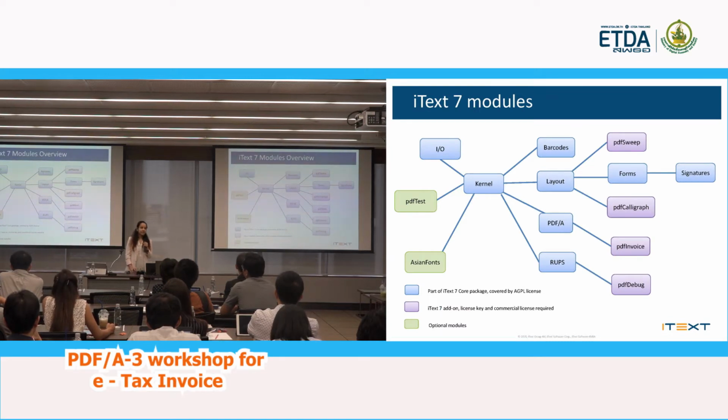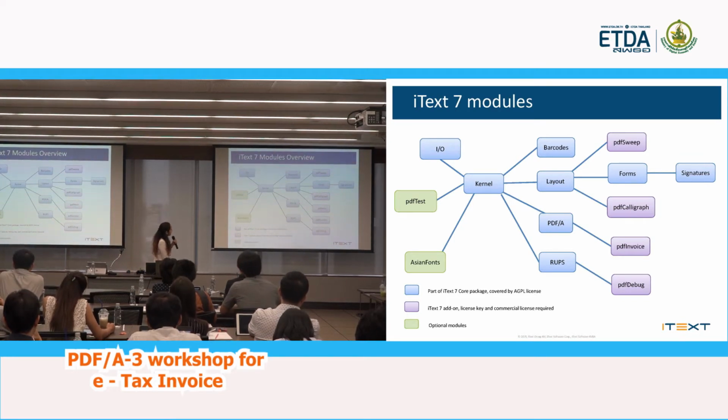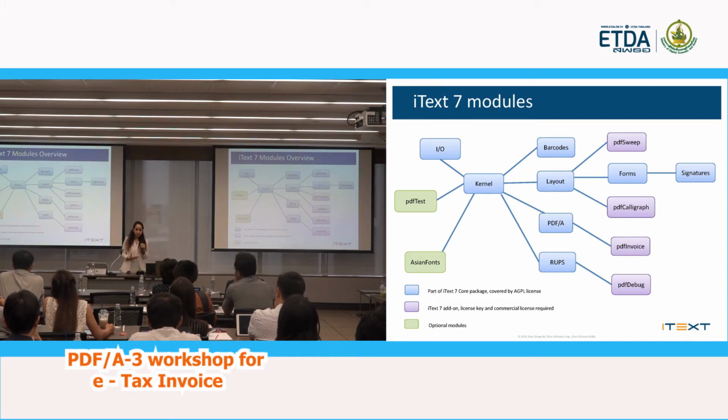So the next slide gives an overview of the iText 7 modules. We have different modules. All the modules that you see in purple color are a part of the core engine, which provide the core functionality. So the ones in green are optional modules, and the ones in purple are our add-ons. We'll be talking about the add-ons throughout the day.